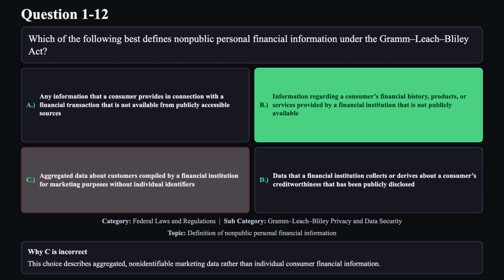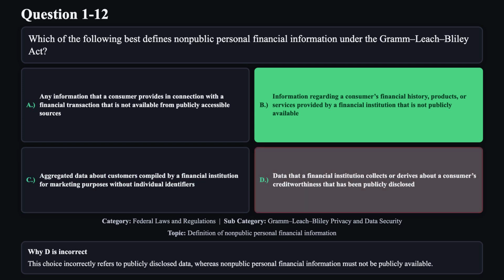Reason C is not correct. This choice describes aggregated, non-identifiable marketing data rather than individual consumer financial information. Reason D is not correct. This choice incorrectly refers to publicly disclosed data, whereas non-public personal financial information must not be publicly available.